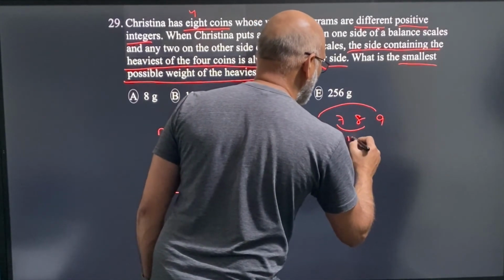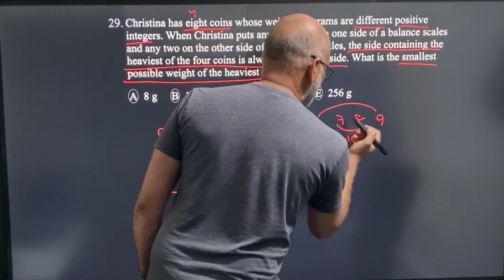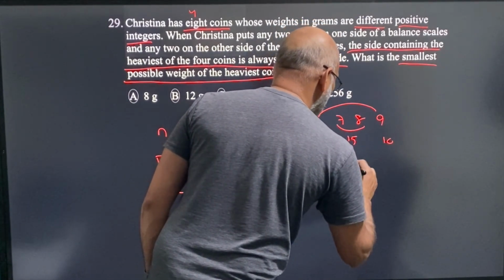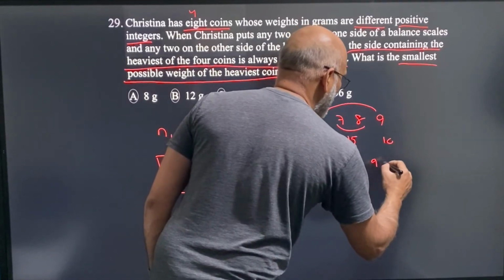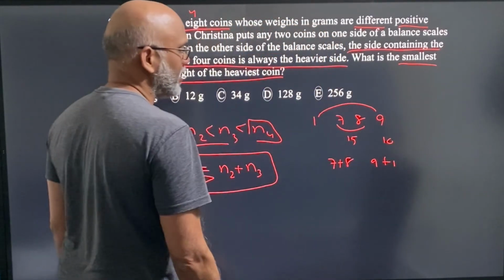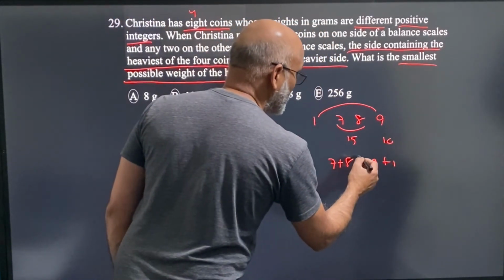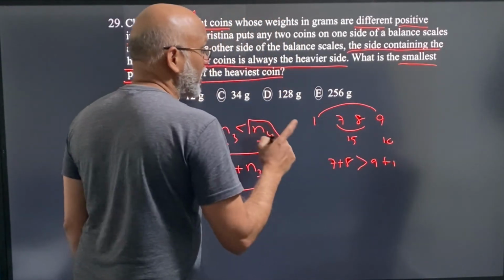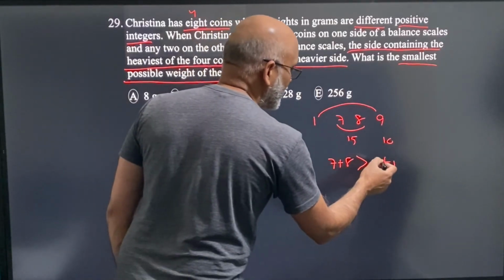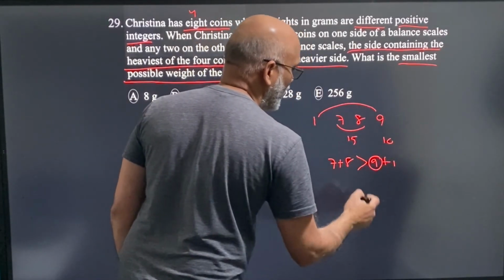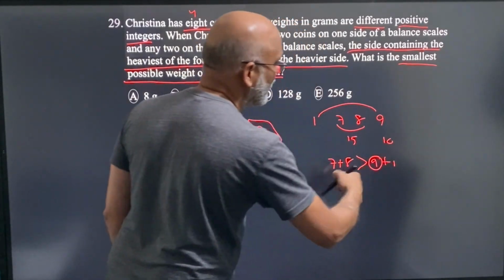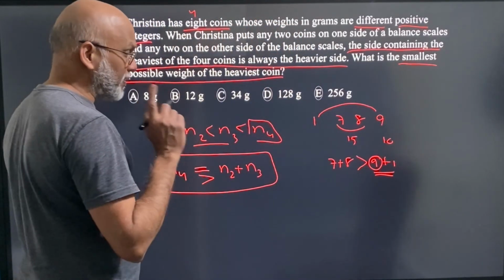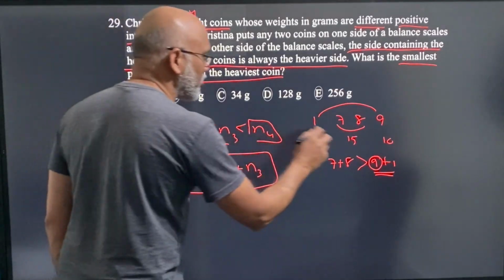plus 7 is 15 and 9 plus 1 is 10, right? So on one side I have 7 plus 8 and the other side I have 9 plus 1, right? But 7 plus 8, which is 15, is greater than 9 plus 1. So it is not always guaranteed that the heaviest coin is always on the heavier side, right? So it is not on the heavier side. So let's keep that in mind. So it is not always guaranteed.